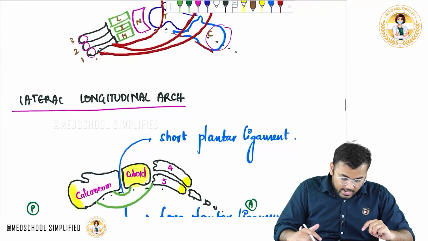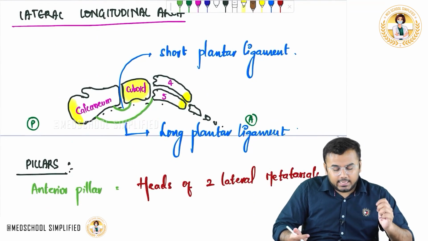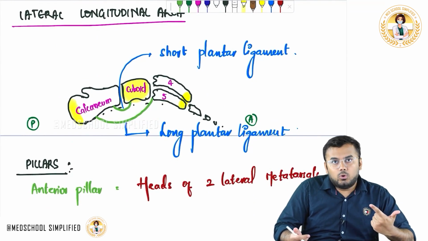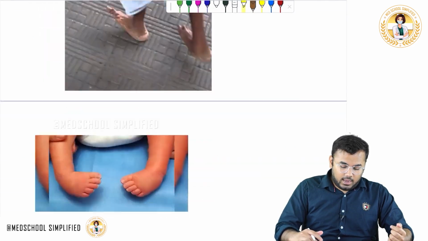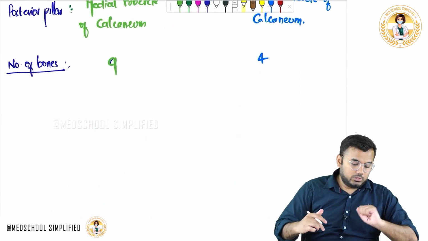But when it comes to the lateral longitudinal arch, calcaneus is 1 bone, cuboid is 1 bone, and the 4th and 5th metatarsals are 2 bones. So 4 bones are forming the lateral longitudinal arch over here.